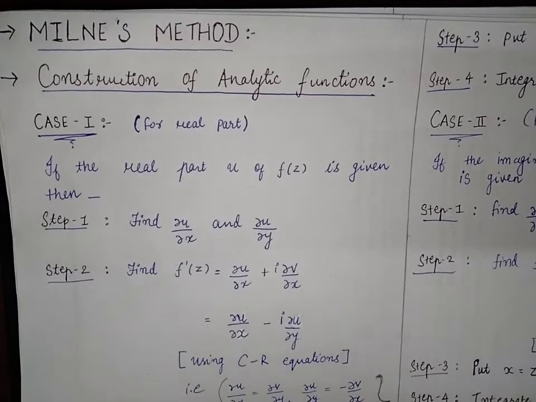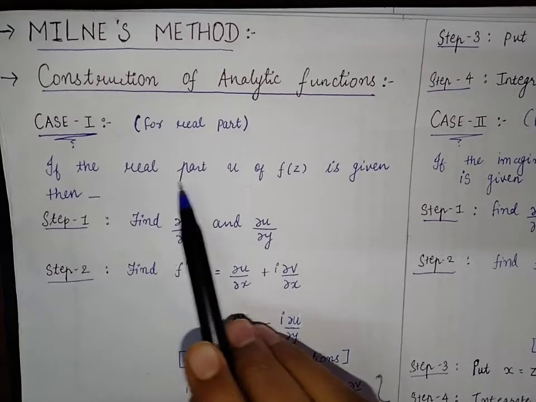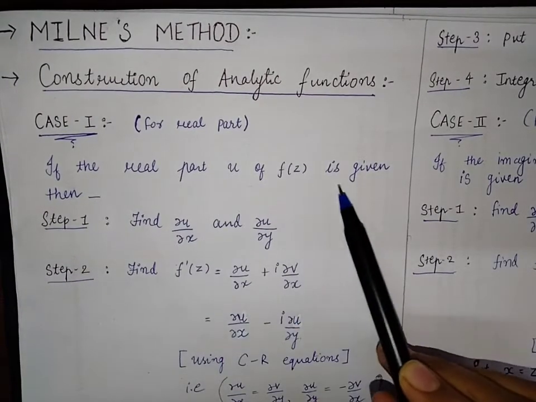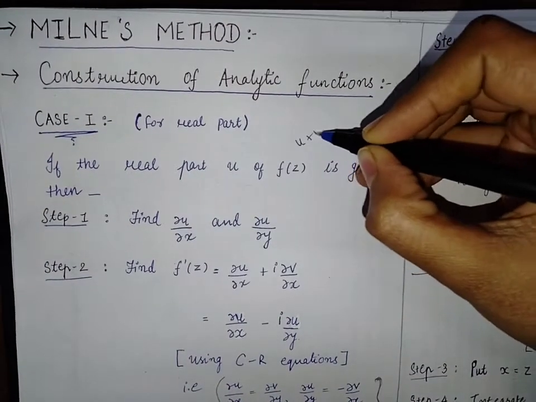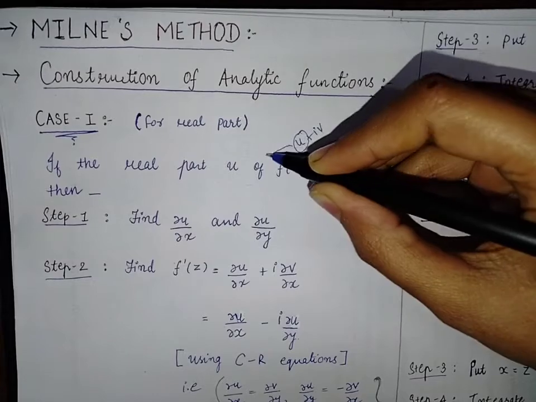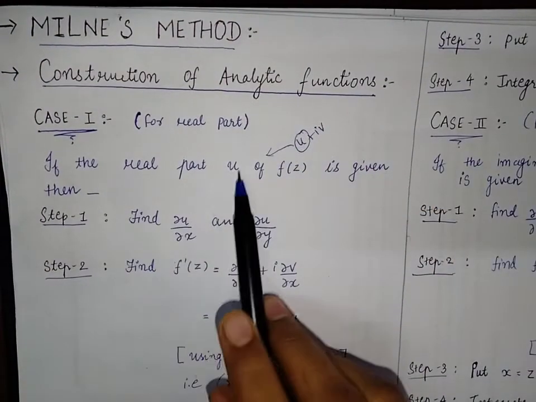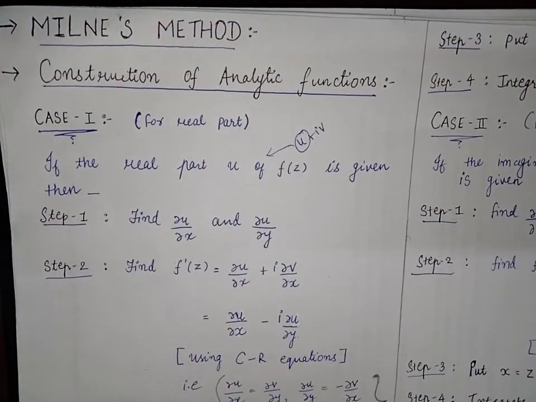So let us see, there are two cases. One is for the real part and the other case is for the imaginary part. So case 1 for the real part. If the real part u of f of z is given, that is, real part means u plus iv, so u is our real part. Whenever we have to find for u, it means that we have to use case 1.